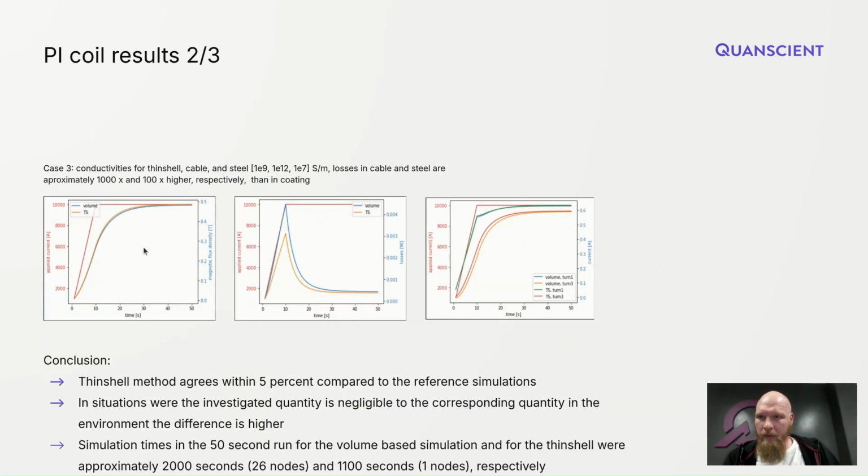Case 3, we increased the conductivity of the Thinshell. So now there's a better path to bypass the cable in this case. Compared to the last one, you can see that already the ramp up time is higher here. Before it was 30 seconds. Now it takes 50 seconds to achieve the stable conditions for the magnetic field. And again, you can see a pretty nice match with the two models.